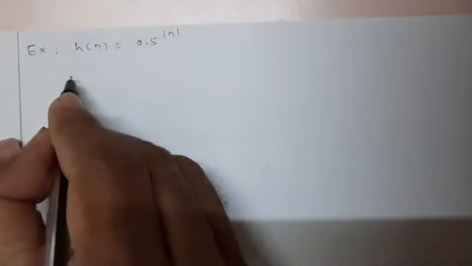We'll go with the second example. Continuing with the previous one, find causality and stability. H of n is 0.5 to the power magnitude of n. They have asked you to find whether it is causal and whether it is stable.